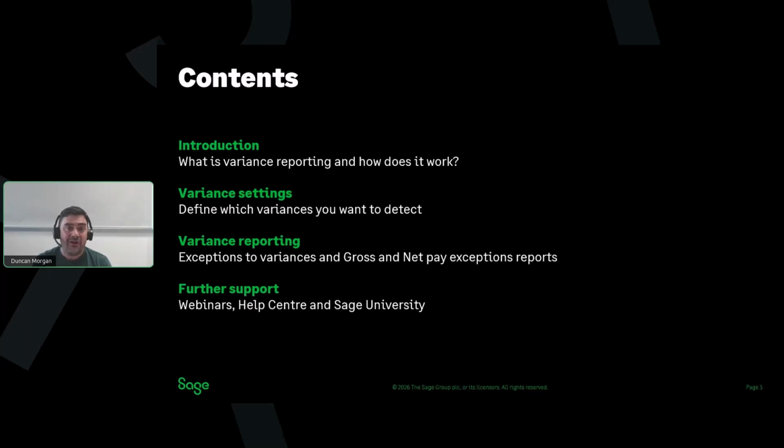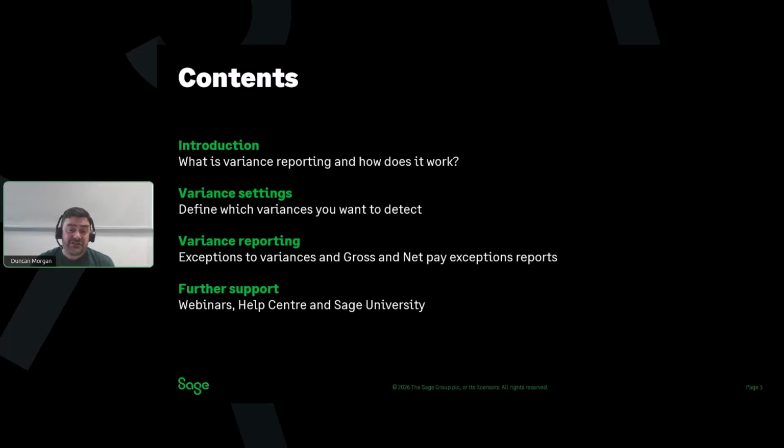Let's now take a look at what we'll cover in today's webinar. So we'll start with a brief introduction explaining what variance reporting is and how it works. And then we'll dive into some demos. So we'll start by looking at the variance settings, which allows you to define exactly which variances you want to detect. And then we'll move on to the payroll process and running the variance report, which will include the exceptions to the variances, as well as some gross and net pay exception reports that you can run whenever you need to. Once we've been through a few scenarios, we'll then wrap up with the further support available. So we'll take you through upcoming webinars, how to access our help center, and more.